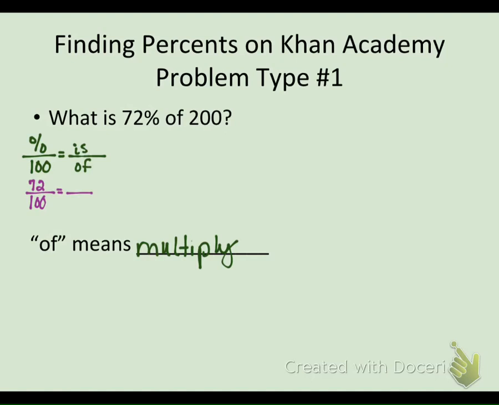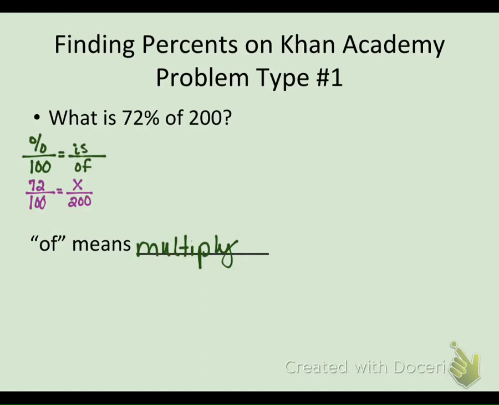Equals is over of. Do I know what my is? What is 72% of 200? I don't know what the is, but do I know what the of is? What number comes right after of? 200. So we're going to substitute that on the bottom part for my of. I know it sounds weird right now. So we're trying to find is, and we can use any variable you want. I like to use x, it's basic, to solve.